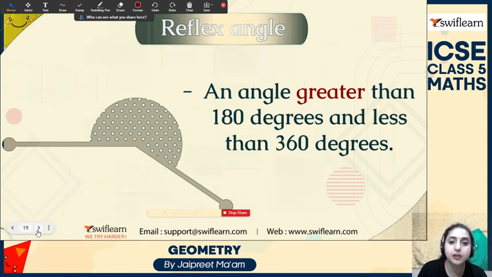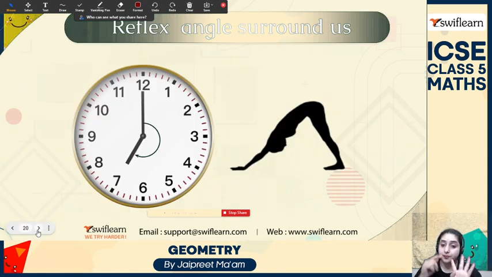So how many angles have we learned? We have learned acute angle, obtuse angle, straight angle, right angle, and reflex angle.